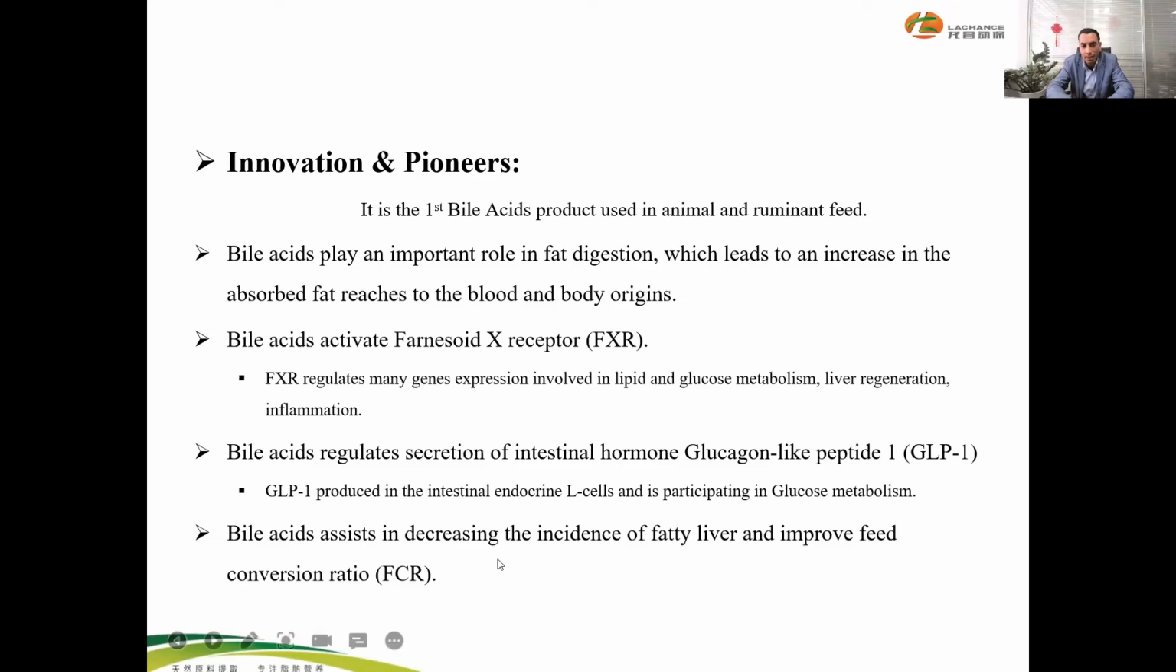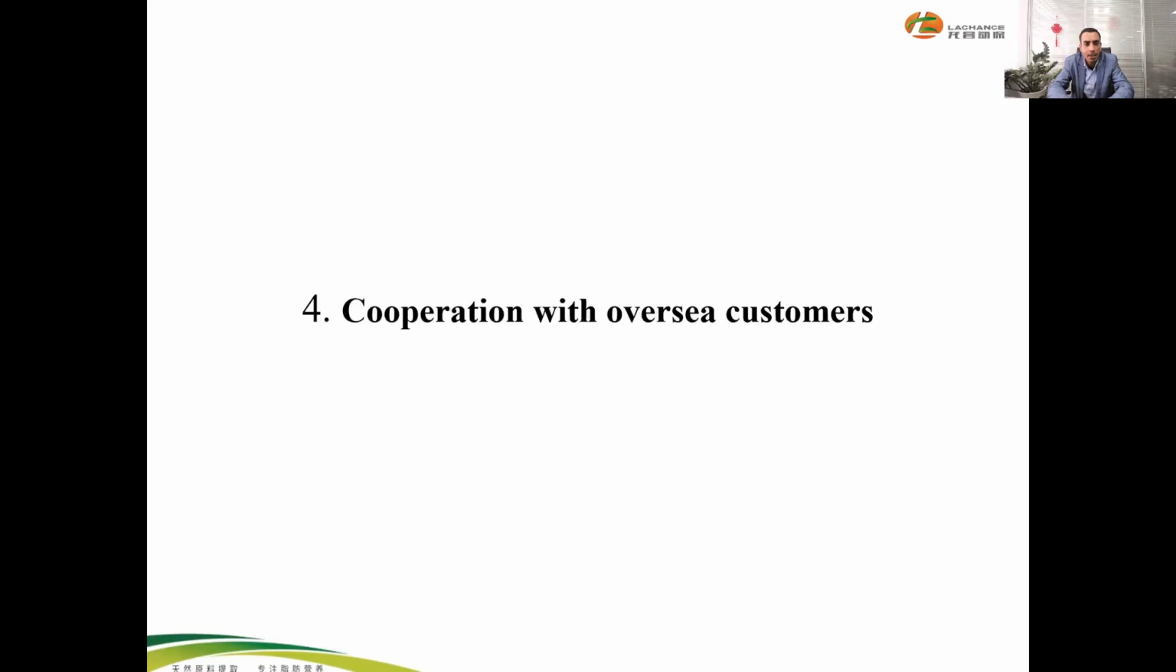And for the last one, it can assist in decreasing the incidence of fatty liver, as we mentioned, by converting triglyceride to VLDL, so it can avoid storage of triglyceride in the liver. This also causes a lot of problems and makes the producer lose a lot of money.